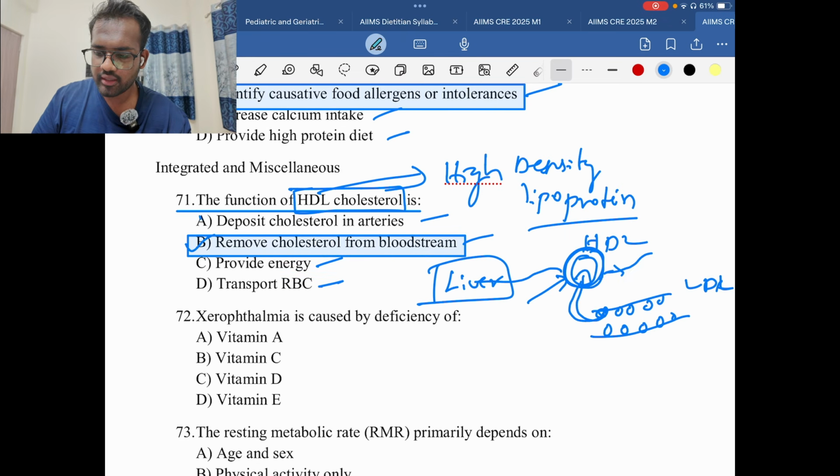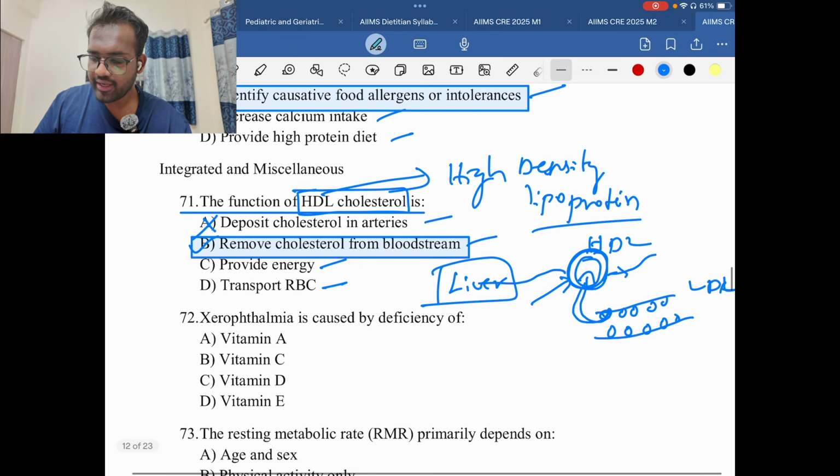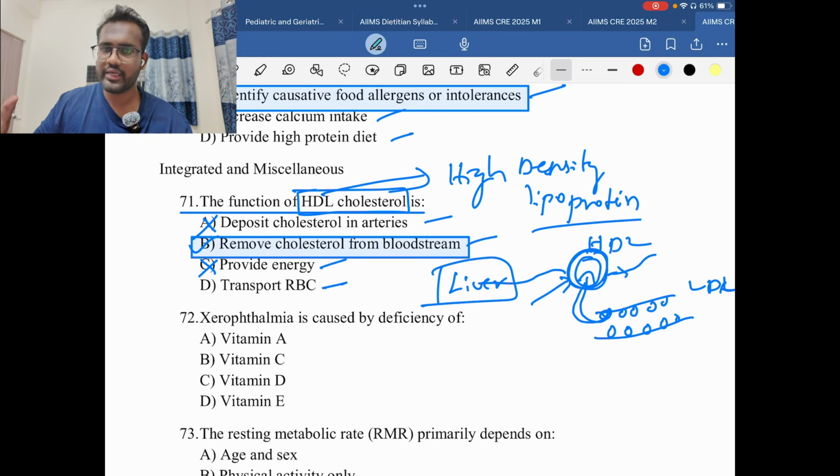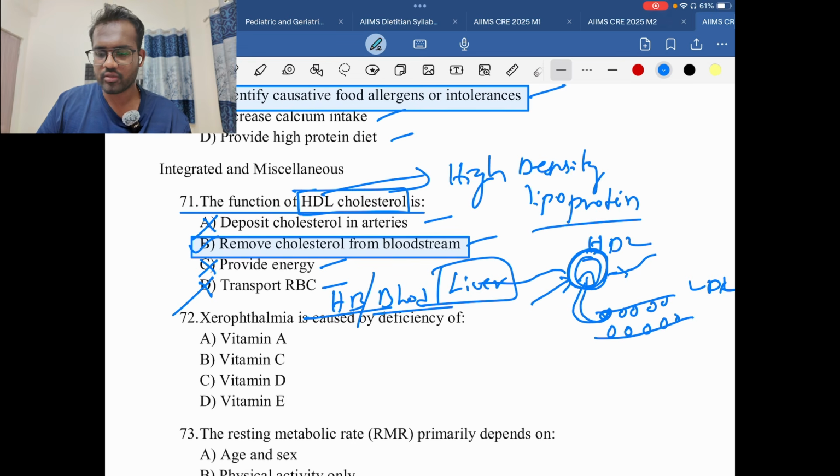Deposit cholesterol in arteries is not the work of HDL, it is the work of LDL. And provide energy is not the work of cholesterol, it is the work of carbohydrate, protein and fats through the diet. And transport RBCs is the work of HB, hemoglobin. So this is also not the function of HDL cholesterol. So the answer will be remove cholesterol from the bloodstream.